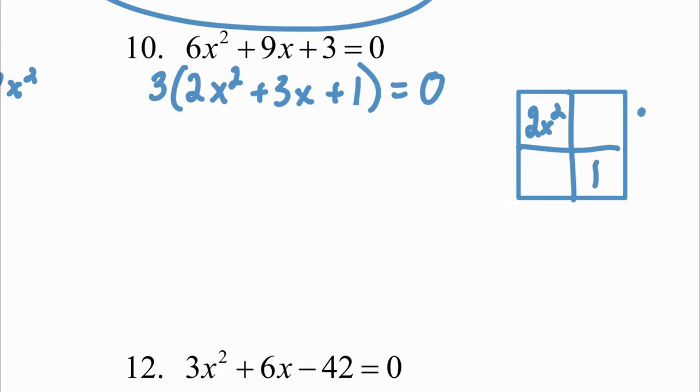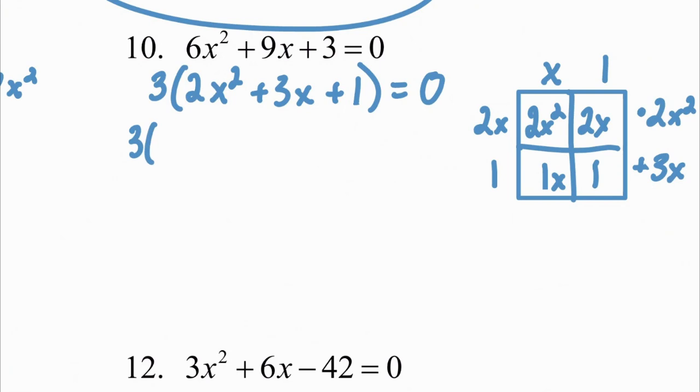So we want something that multiplies to 2x squared but adds to 3x. So that's going to just be 2x and 1x. So out of the first column, I take out an x. Out of the second column, I take out a 1. First row, I take out a 2x. Second row, I take out a 1. So we have 3, and then x plus 1, 2x plus 1.